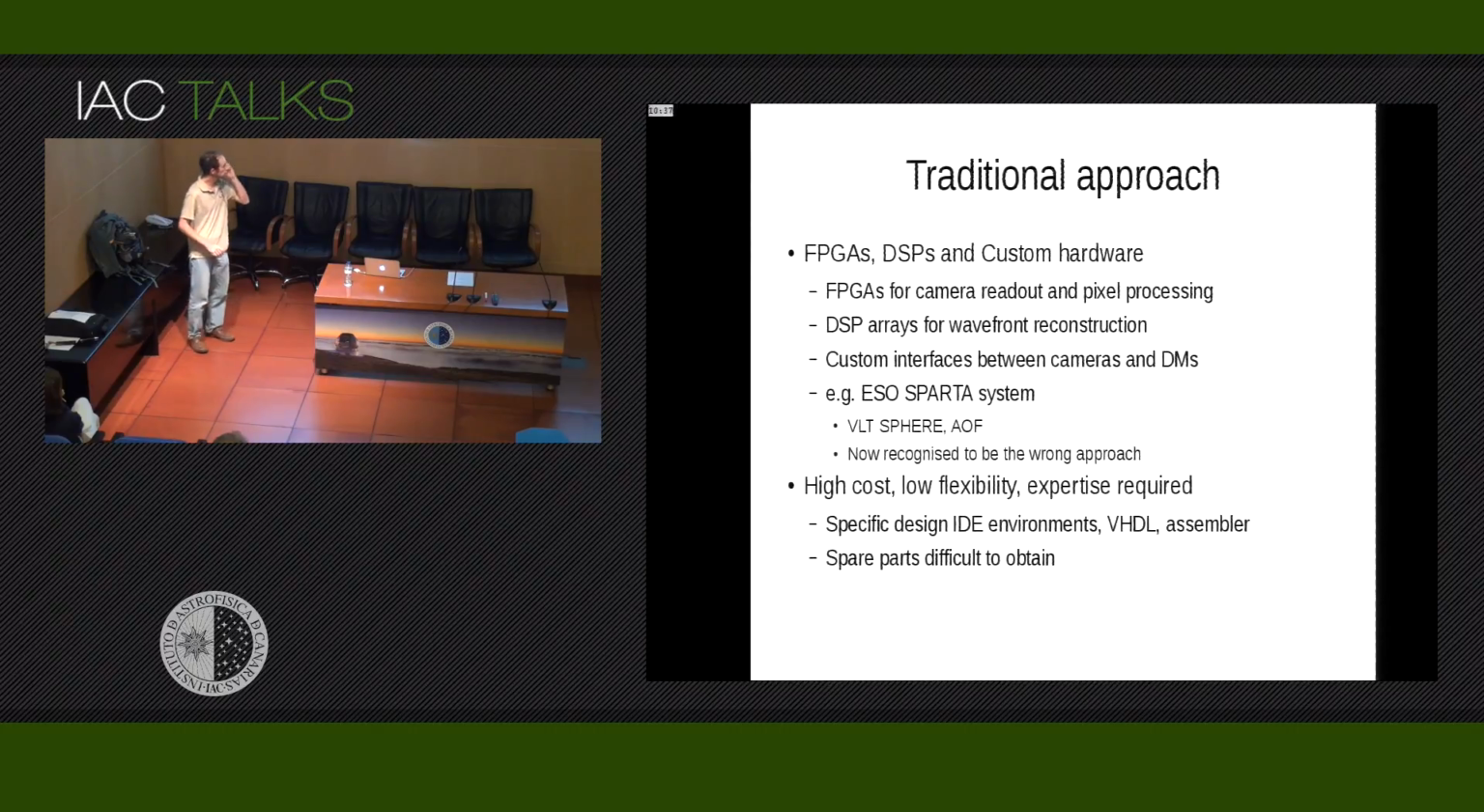However, ESO now recognised that this was the wrong approach, using FPGAs and so on, because it's led to a system that's not adaptable. They can't really change the system, and it's very expensive. If someone wants to use their AO system, you're talking a lot of money, £100,000, just to get the basic equipment set up. A lot of expertise is required. You need to use specific IDE design environments, VHDL for FPGAs. You're locked into specific vendors for those. Spare parts, of course, are becoming difficult to obtain, even though they're only just going on sky with these systems. Some of the parts they use are now no longer manufactured.